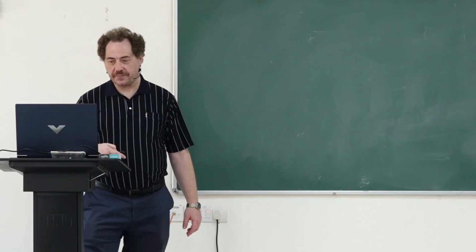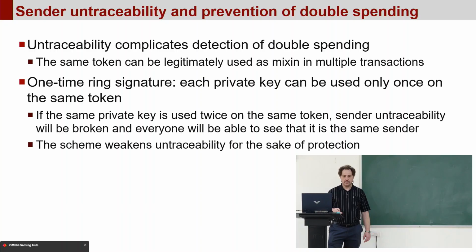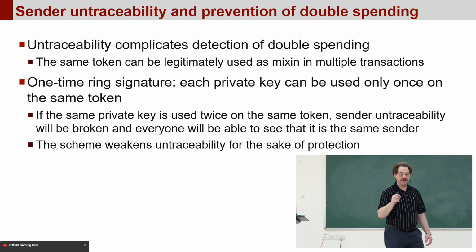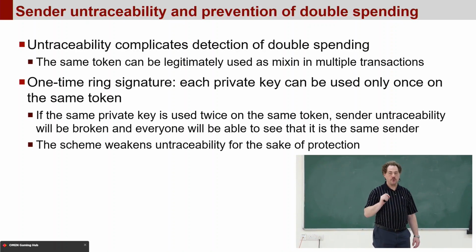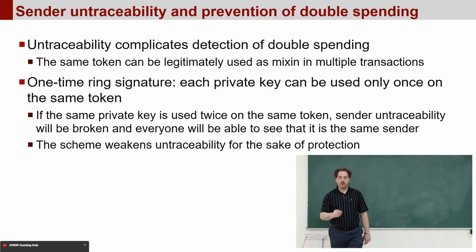So this is how untraceability is achieved, but as mentioned, sender untraceability complicates detection of double spending. Because now the same token can be legitimately used as an input in multiple transactions. But only once will it be the real token. In other cases, it will be a mixing. It will be fake. But still, from the outside, it looks like double spending, right? The same token, the same output is used as the input to multiple transactions, and that's valid, unlike Bitcoin.